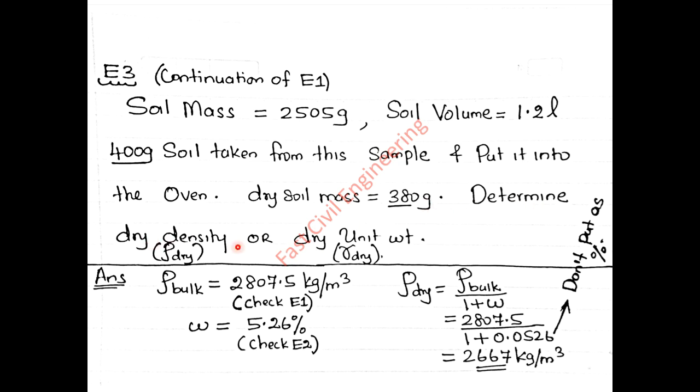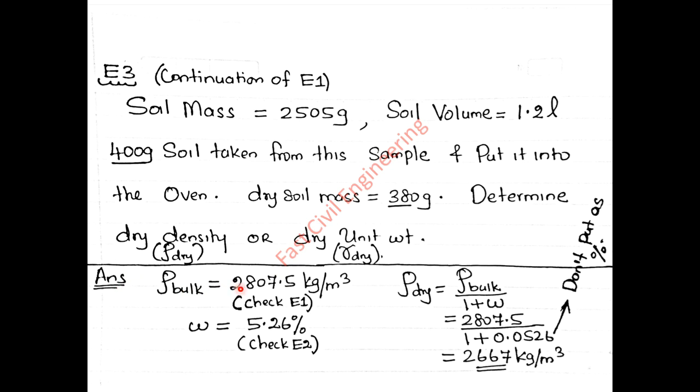Determine the dry density or unit weight of the soil. That soil mass 2505 gram, soil volume 1.2 liter. Then 400 gram soil taken from the 2505 gram sample and put into the oven. Dry soil 380 gram. Determine the dry density or dry unit weight.